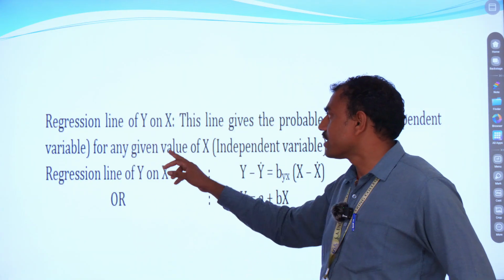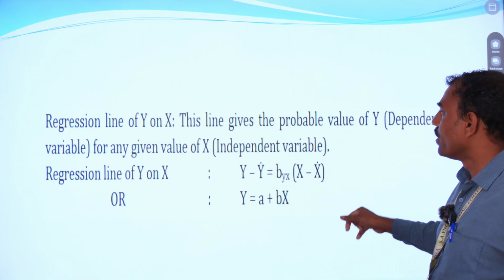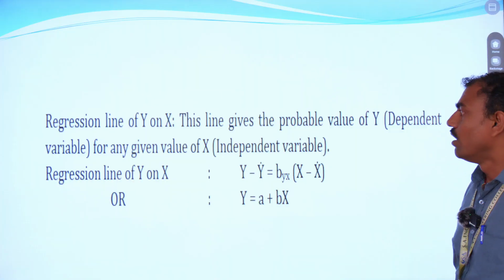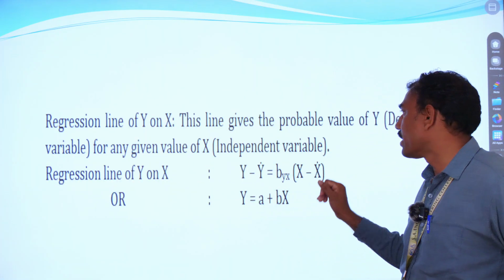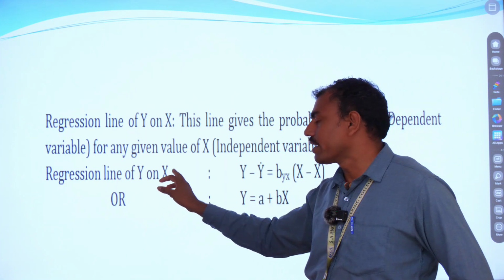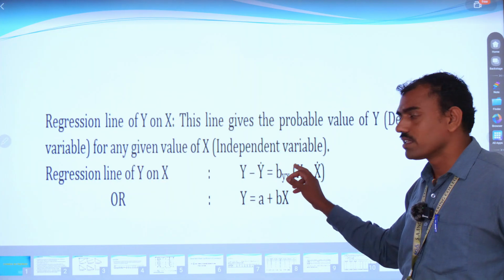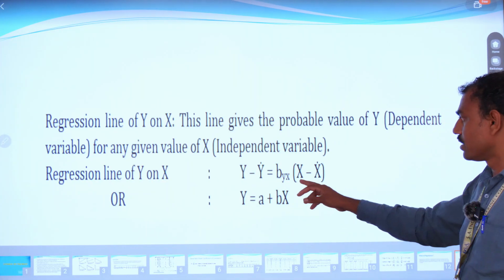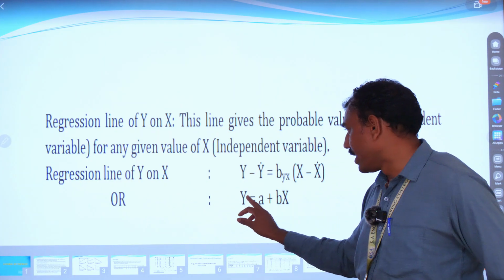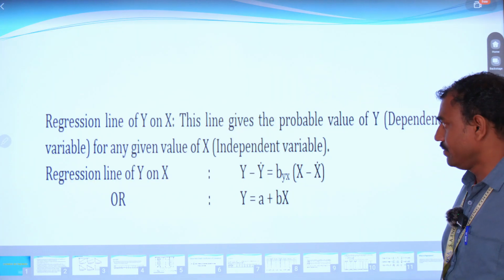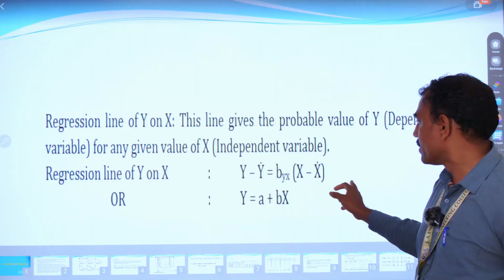So the first one is the regression line of y on x. This line gives the probable value of y, where y is the dependent variable, for any given value of x. Any given value means x is the independent variable. So the regression line of y on x is the equation y minus y bar equal to byx, the regression coefficient, into x minus x bar, or y equal to a plus bx. This equation is the regression line of y on x.